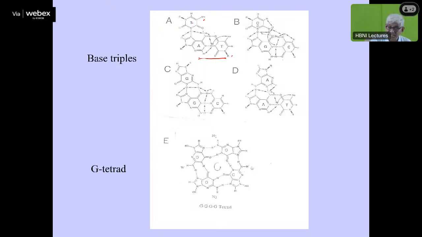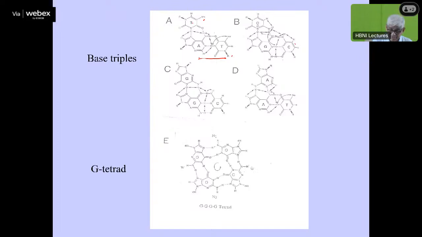Similarly, you can have a CGC base triple. GC base pairing, then another C coming in there. Now what are all these double arrows which I have drawn here? These indicate the hydrogens which one would like to monitor. These are the hydrogens which are observable in the imino proton spectra of the DNA, and you can monitor their progression and the distances between them, and so determine the structure of the triple helices.